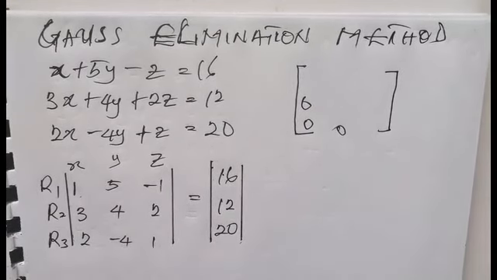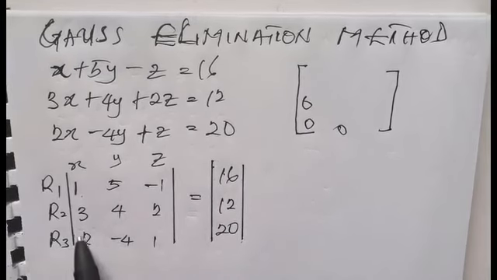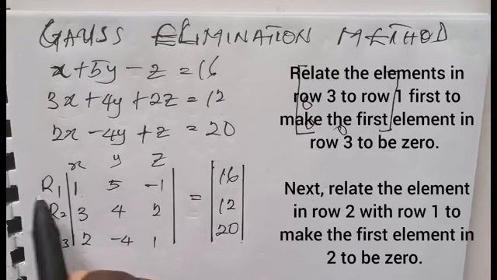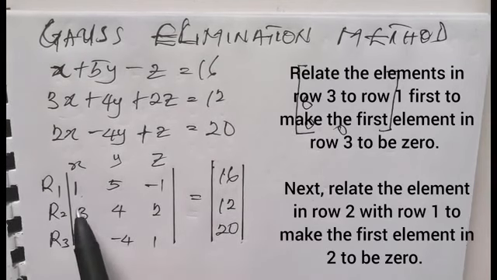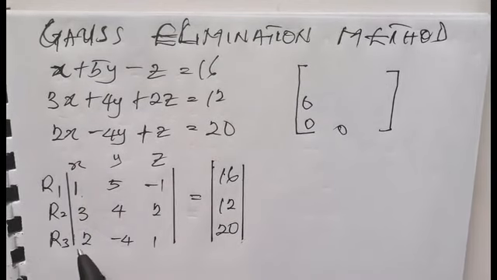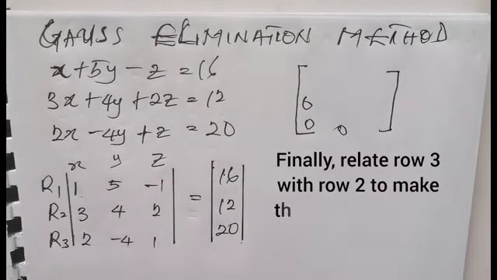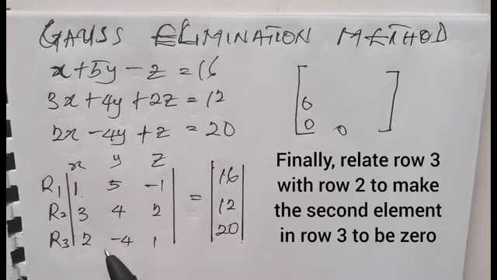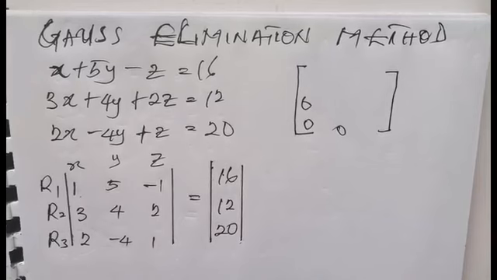Now, how do you do this? The first task, always keep in mind, is to make the first element in row 3 to be 0. That's the first task. After making this to be 0, your next task is to make the first element in row 2 to be 0. To make the first element in row 3 to be 0, you relate that with row 1. To make the first element in row 2 to be 0, also relate it with row 1. After relating row 3 and row 2 with row 1, your next task now is to relate row 3 and row 2 to make the second element in row 3 to be 0. Okay, so let's do this and see.